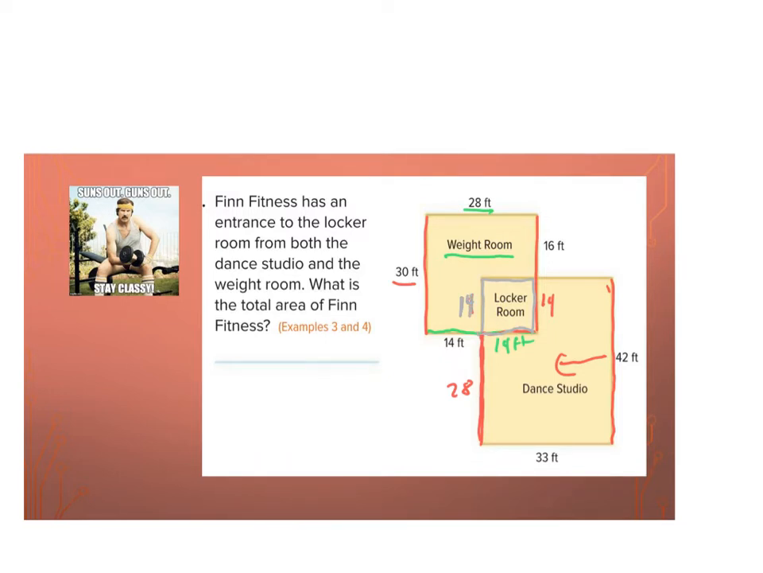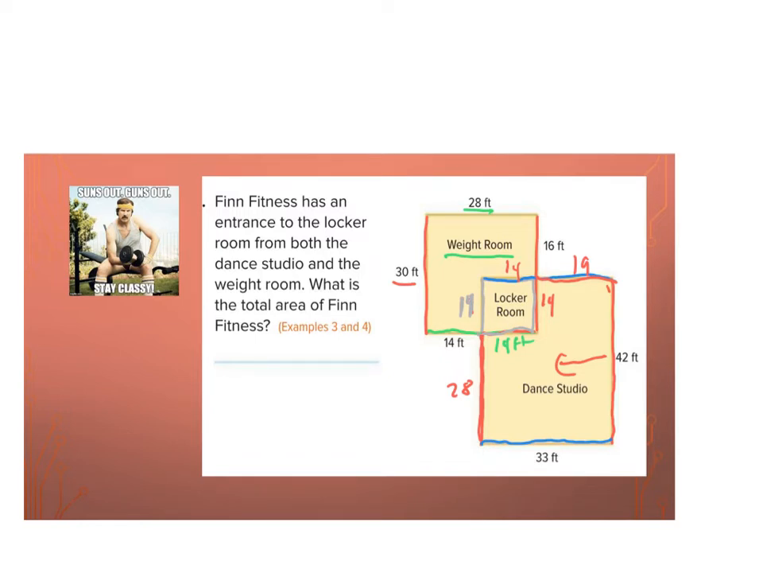And then down here we have, let me turn this to blue. This is 33. And then this whole segment has to be 33. So we need to calculate what this red segment is as well. So if that's 33, we know that this part is 14 from before from our square. So 33 minus 14 is 19.